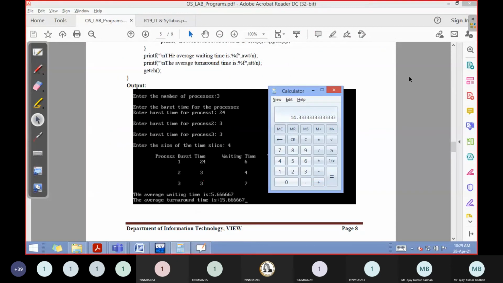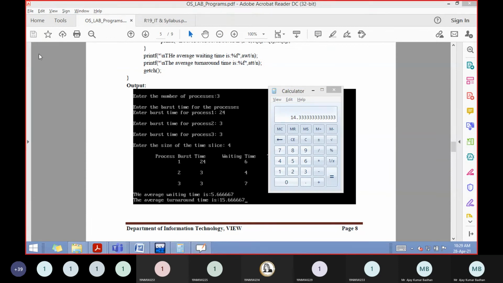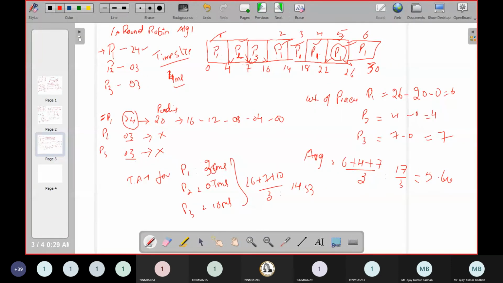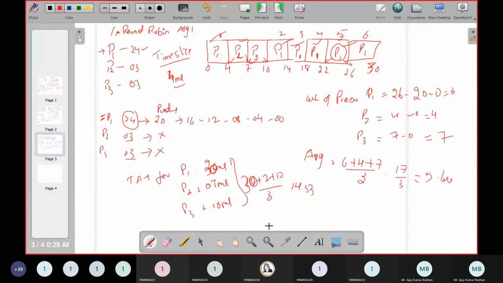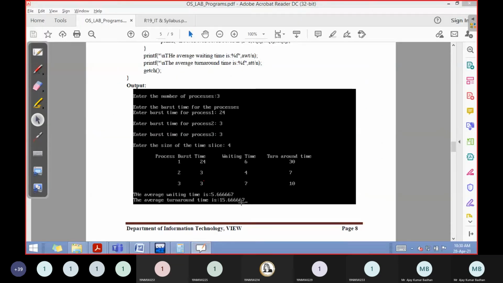But the average turnaround time has changed here. So the turnaround time will be something like 30 milliseconds. The remaining three will be the same. So here it will be 30 plus 7 plus 10. So it is 15.667. So you can write it as 15.67. And that is what the program has given here, 15.67. Since it is a floating point, 6 digits will be represented here, so it is written as 5.6 and 15.67.